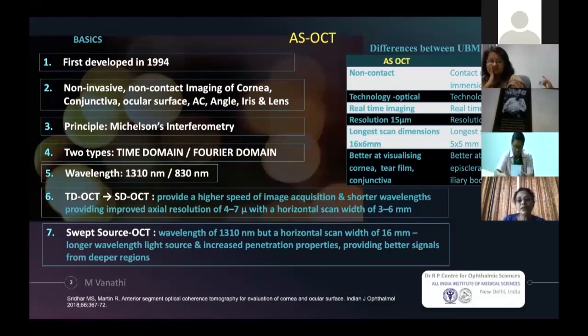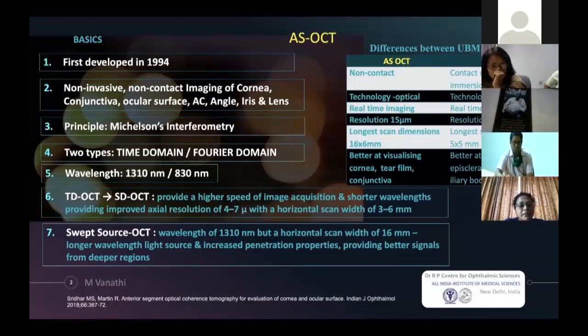So that's a short introduction to understanding which modality is preferred for imaging which structure of the ocular coats. So coming back to the types of anterior segment OCT, you have the time domain and the Fourier domain.